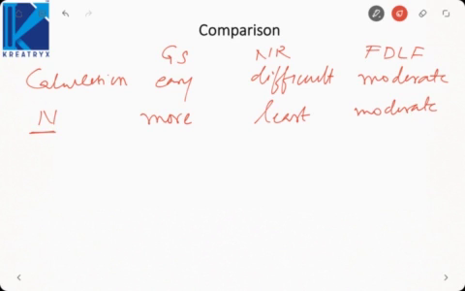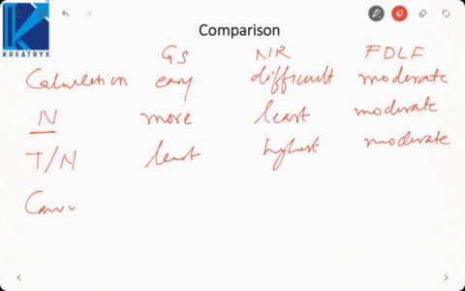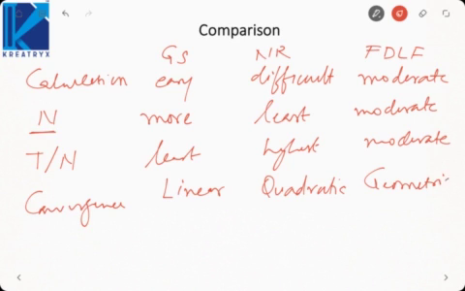Now time per iteration. Time per iteration is least, highest, moderate, because for each iteration we have to calculate the entire Jacobian. Then convergence, that is the rate at which you obtain the solution. It has a convergence of linear, that is values will fall on a straight line converging toward a certain value. It has quadratic, and it has geometric. Geometric means in the form of GP.